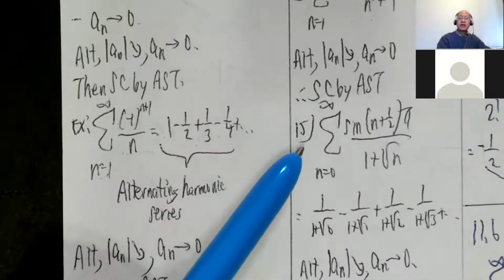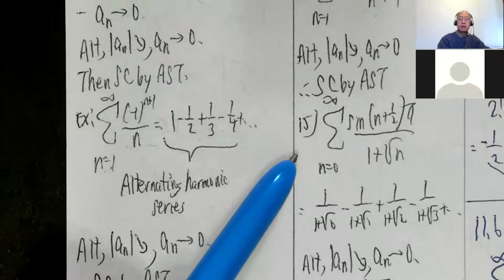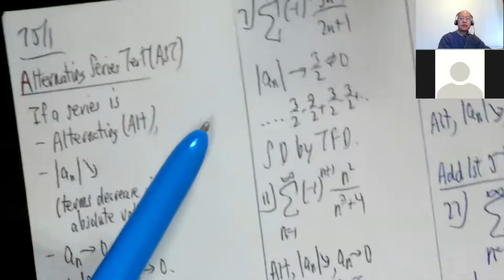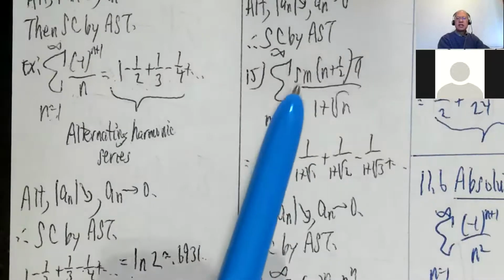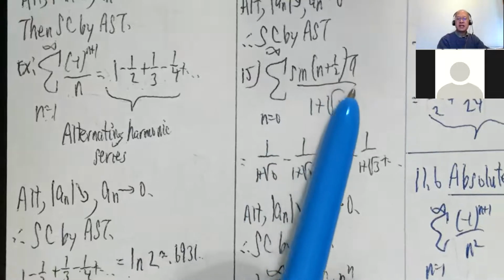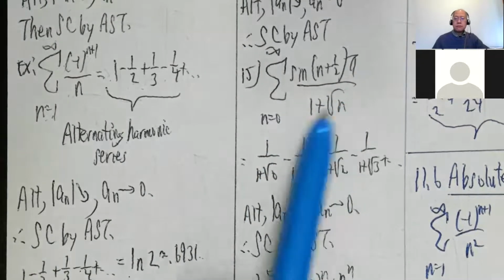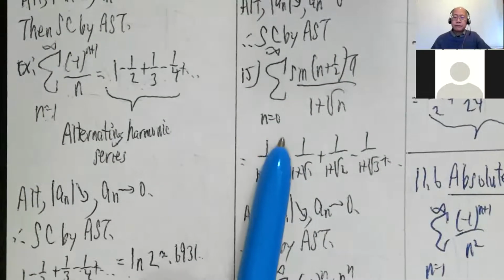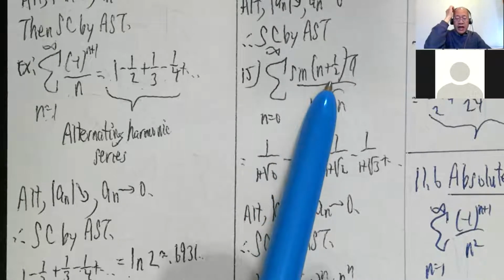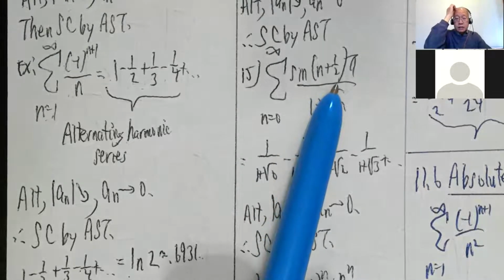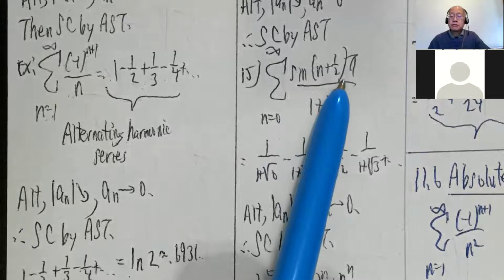Okay, now 15 is a little bit tricky because you might say, I don't see that -1 thing. Right? Once you see that -1 thing, it's almost a dead giveaway that the series is alternating. What's this sine of n plus a half pi stuff? Let's just try it. Plug in 0. I have sine of half pi. Well, that's pi over 2. Sine of pi over 2 is 1.